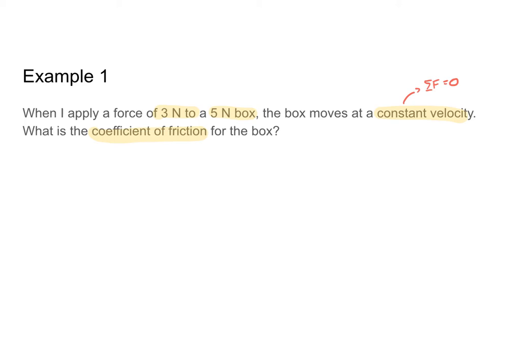Now that I've done that, I am ready to go ahead and draw my free body diagram. So I am applying a force of 3 newtons to a 5 newton box. So that means that the gravitational force on the box is 5 newtons and my applied force is 3 newtons. And I want to find the coefficient of friction for the box. And I know since the box is in equilibrium, there must be a normal force balancing out my gravitational force, and that there must be a frictional force in the horizontal direction balancing out my applied force.